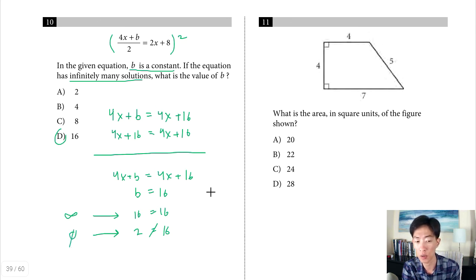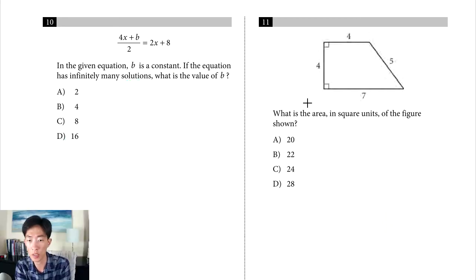So this is a more general way of thinking about it, which could be more helpful. Sometimes I like to do it this way, where I'm just looking to make the left and the right side the same. So do whatever's easier for you guys. Question 11, it says, what is the area in square units of the figure shown?